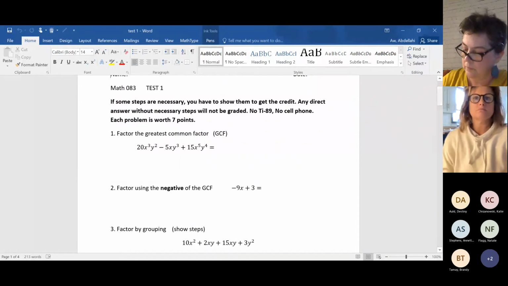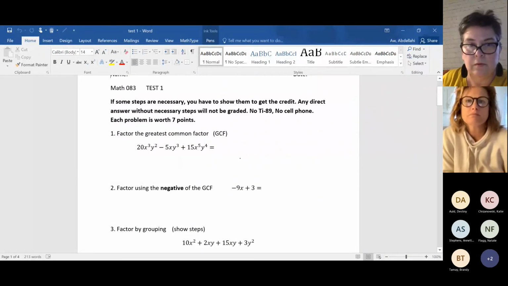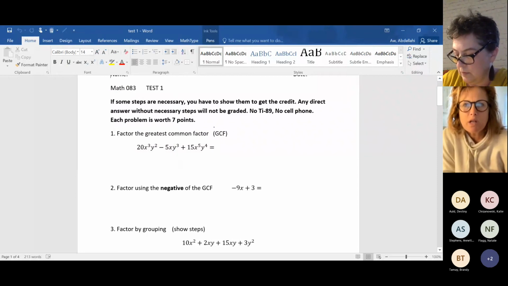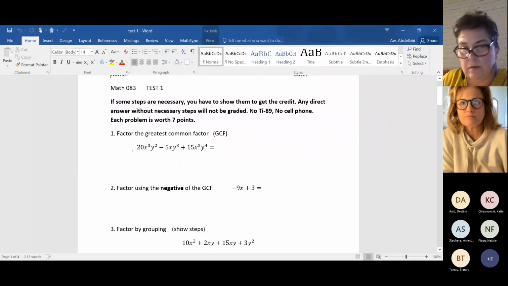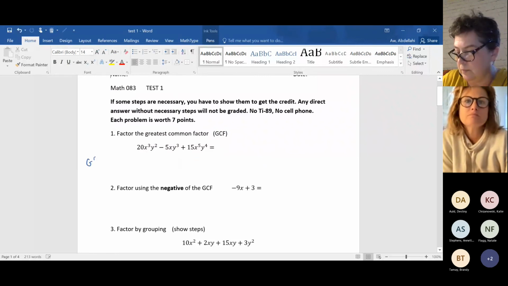We did it back in October, the beginning of October. So we said first factor the GCF, right? Obviously that was the first topic we learned here. And when you look at this, the GCF is what?